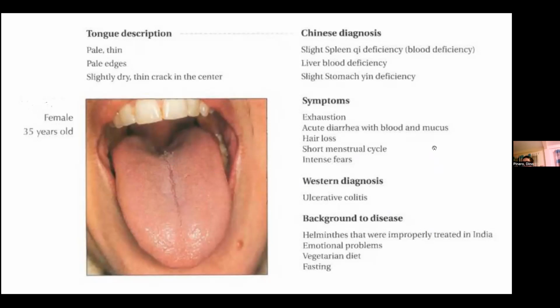So the patient has symptoms of exhaustion. There is acute diarrhea with blood and mucus. There is hair loss, short menstrual cycle. There is intense fears. And sa Western diagnosis, there is ulcerative colitis. Sa background to disease, meron siyang helminthies that were improperly treated in India. There is emotional problems. Vegetarian ang diet po niya and nagpa-fasting.